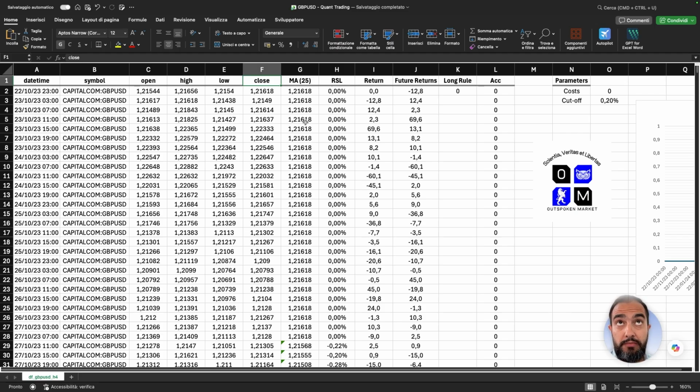And from the close, we are going to make a couple of other attributes. The moving average of 25 periods is here. I don't need to explain what a moving average is. At this point in time, if you're already into trading, you already know what it is. If you have any doubts, just let me know. And then the RSL, the relative strength level. This indicator is nothing else than the distance of the price from its moving average.